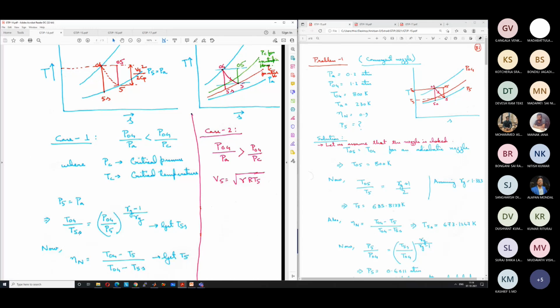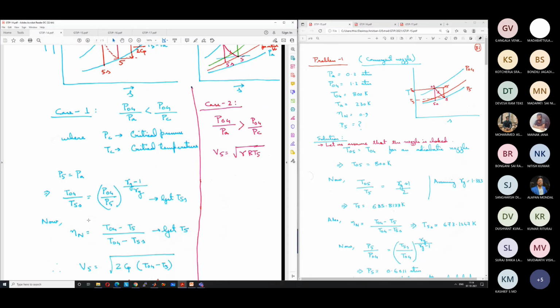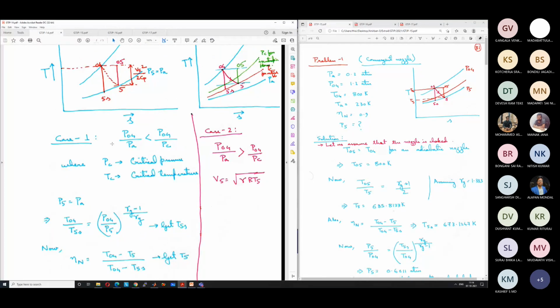So T04 by T5S is equal to P04 by P5 to the power gamma minus 1 by gamma, where gamma is the gamma of gas. Okay, so I have written gamma G. So this gives us T5S, and then from the efficiency of the nozzle, we know that nozzle efficiency is equal to T04 minus T5 by T04 minus T5S. This will give us T5 because T5S we have already calculated. Once T5 is known, we know what is T04 and T5. So we know T05 should be equal to T04.